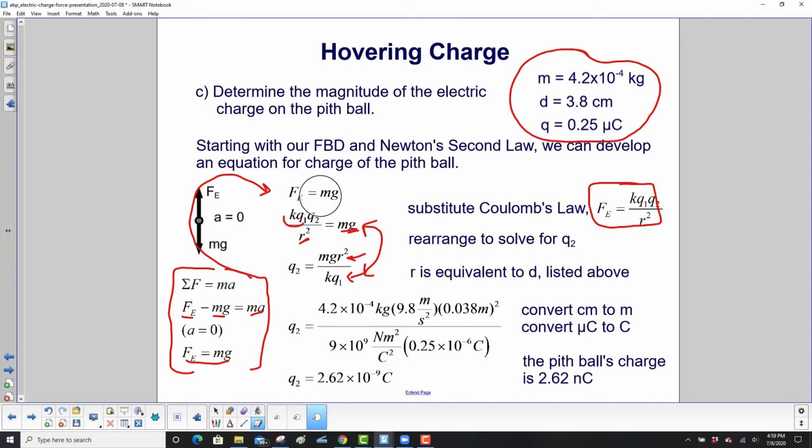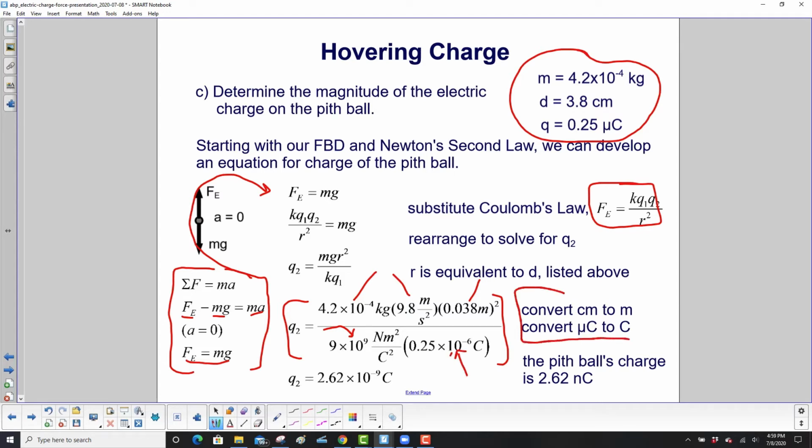And let's just erase all this now that I pointed it out. Now we just plug in numbers right here. Okay, we have the mass of the pith ball, the acceleration due to gravity. We have the distance between the top of the sphere and the pith ball, and make sure you square that. Here's our constant k, and here's q1. We were given that. Now, what were the pitfalls here? Make sure you convert centimeters to meters by moving the decimal point 2 to the left, and convert microcoulombs to coulombs by multiplying by 10 to the minus sixth.